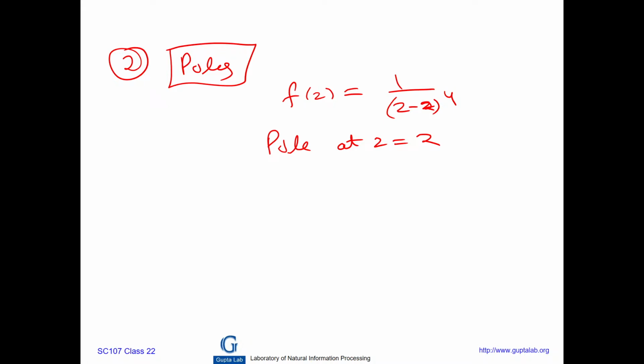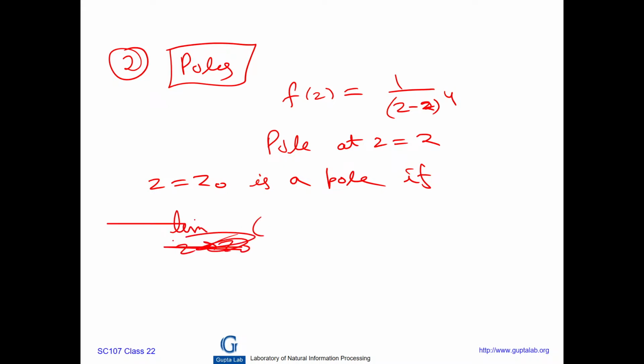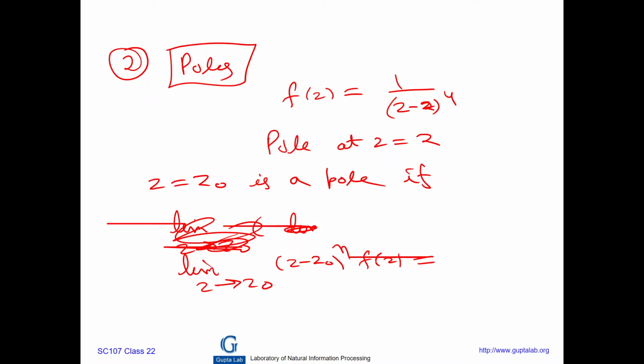So there is a formal definition. So we say that z is equal to z naught is a pole if what happens? Limit z tends to z naught, z minus z naught raised to power n times f of z is a non-zero number. Then we say this is a pole of order n.